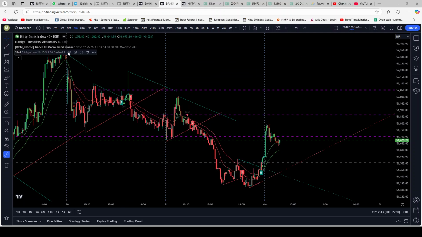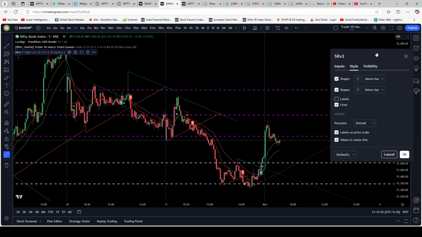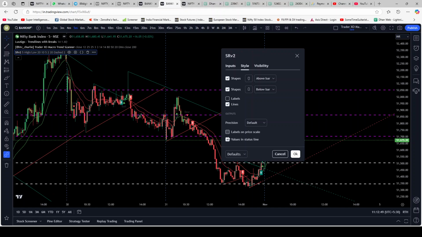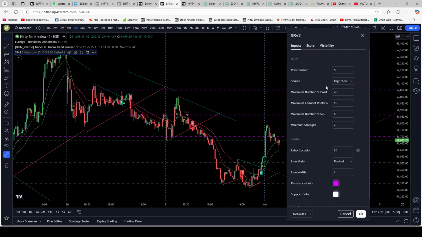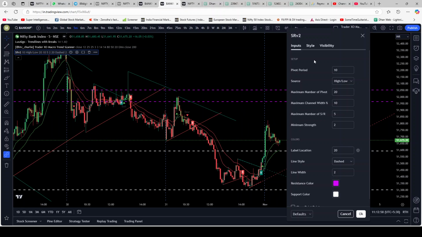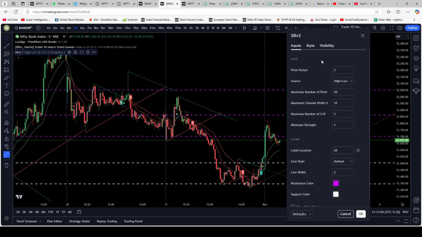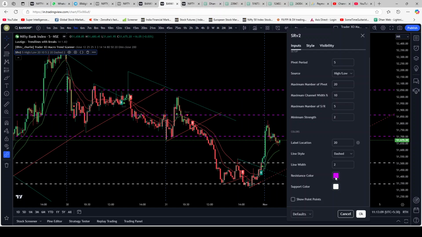Now SRV2 by default, the only thing that I've changed is again the labels. I don't need these labels also. The only thing that I've changed is this pivot period, which comes by default at 10. But I use it at 5. 10 does not work for me. I use it at 5 and colors have changed. So for me, the resistance is purple, support is white. You can choose any color you want.